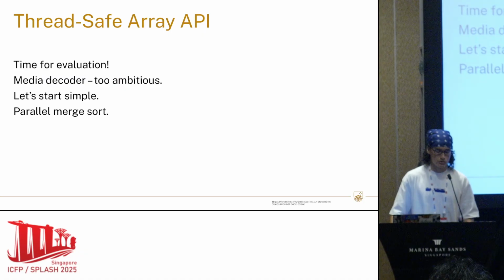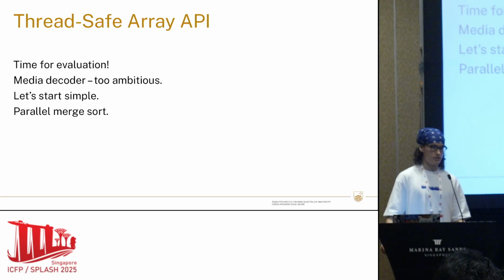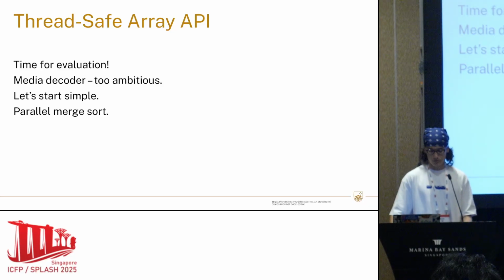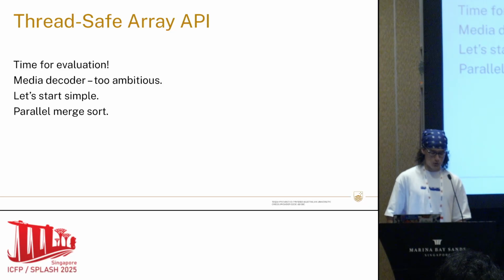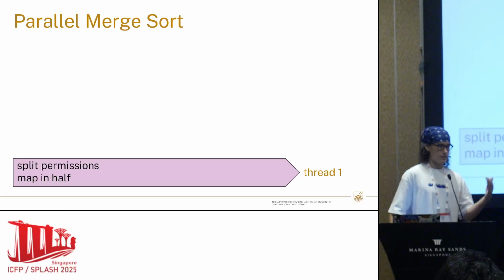And so let's do some evaluation. The media decoder is too ambitious. It's a big project. I'm a small person. So let's start simple and do a parallel merge sort example. Everybody knows merge sort, a pretty simple algorithm. The parallel version is also not that hard. This is the idea of how it works.